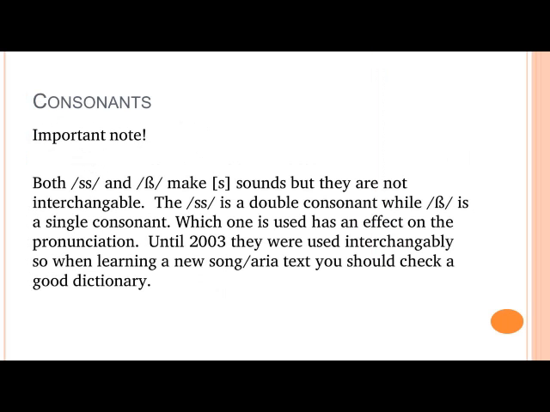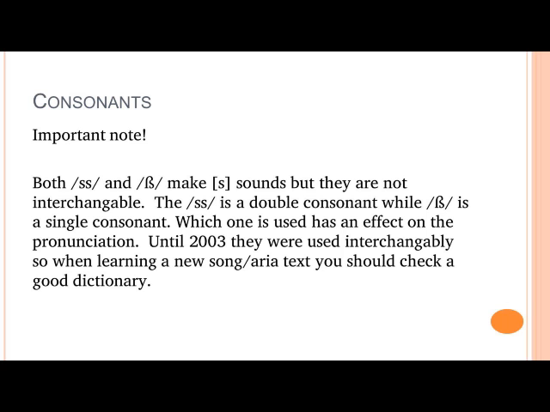And now just an important note on the difference between a double S and an SZ. Both the SS, the double S, and the SZ make the S sound, but they are not interchangeable. The SS is a double consonant, while the SZ is a single consonant. Until 2003, they were both used interchangeably in scores, and so when you're learning a new song or an aria, you should always check a good dictionary.